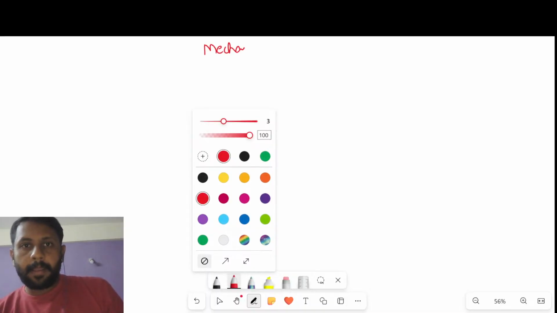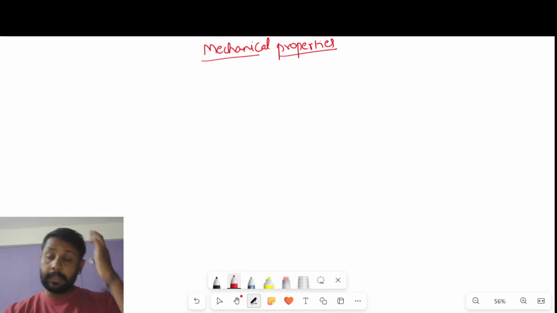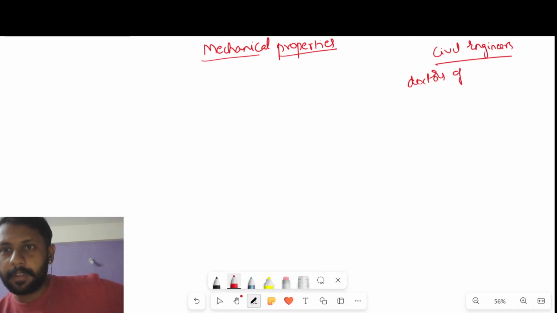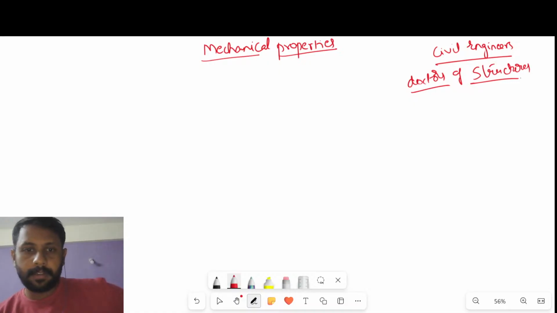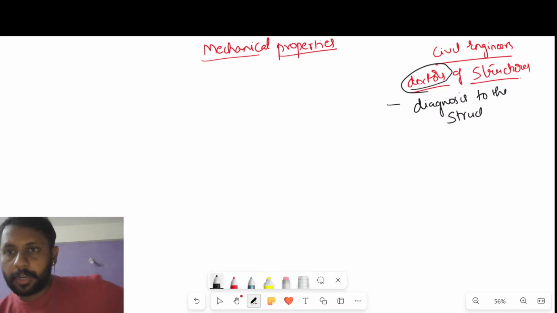What do you understand by mechanical properties of materials? First we will start with what you understand by the mechanical properties of materials. So we are civil engineers, we are doctors of structures, right? So why are we called doctors of structures? Because we are doing diagnosis to the structure. We are doing diagnosis to the structure.